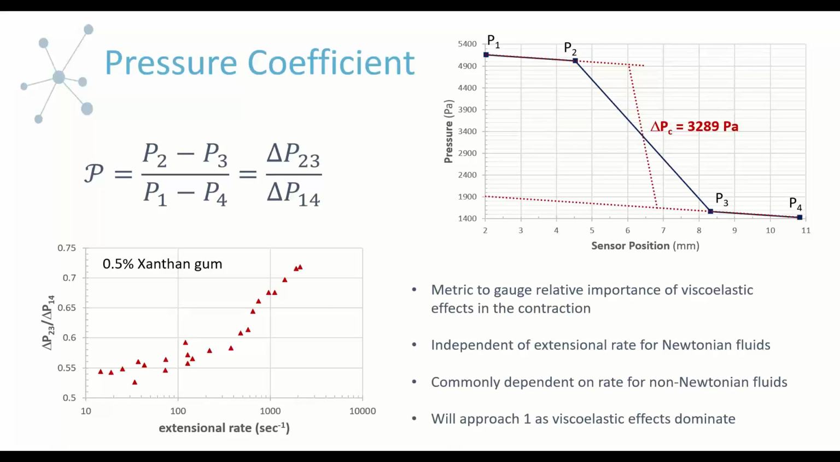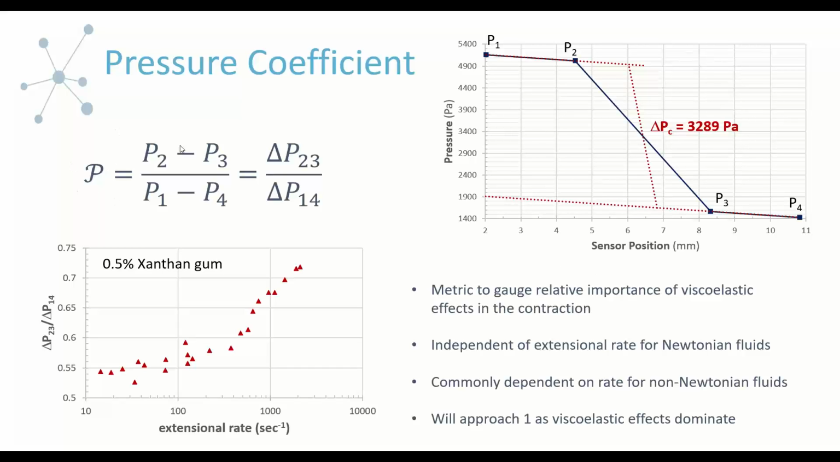Okay, and then the final dimensionless group that you might want to look at to rank or gauge your materials is what is called the pressure coefficient. Just to remind you what the pressure profile generally looks like for the extensional channel, I've placed an example up here in the corner. So we have pressure as a function of sensor position, and we see the pressure drop before, through the contraction, and then after the contraction.